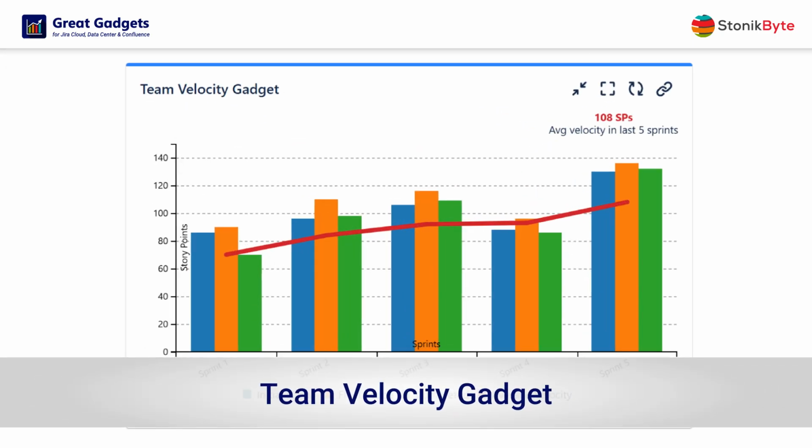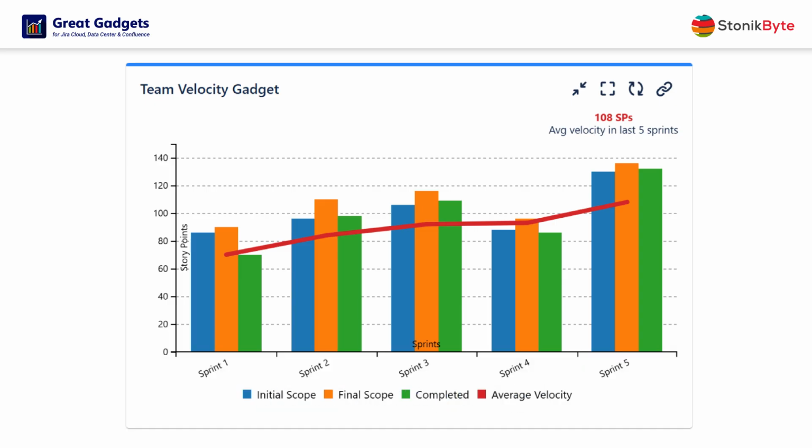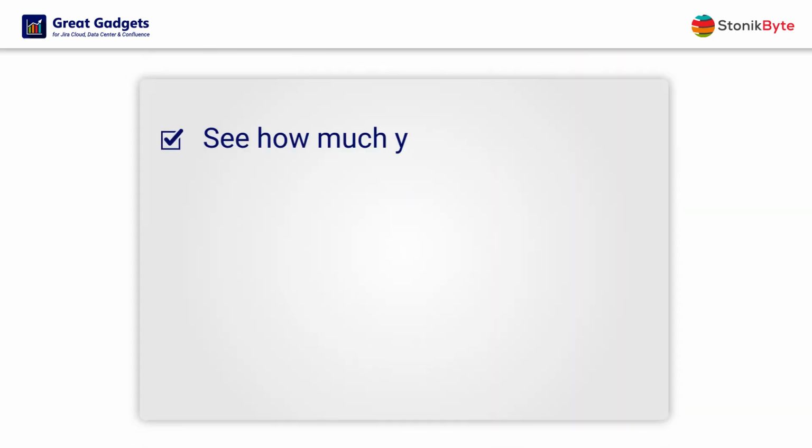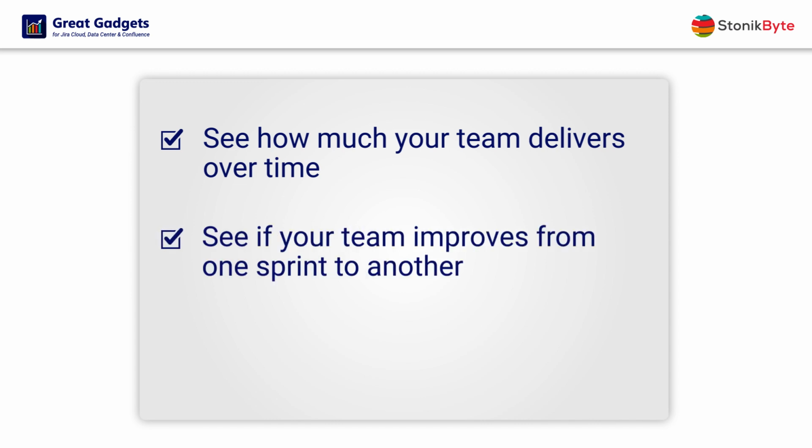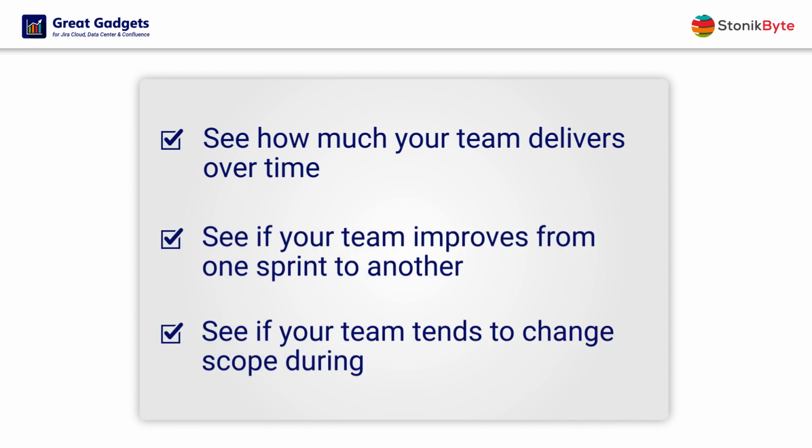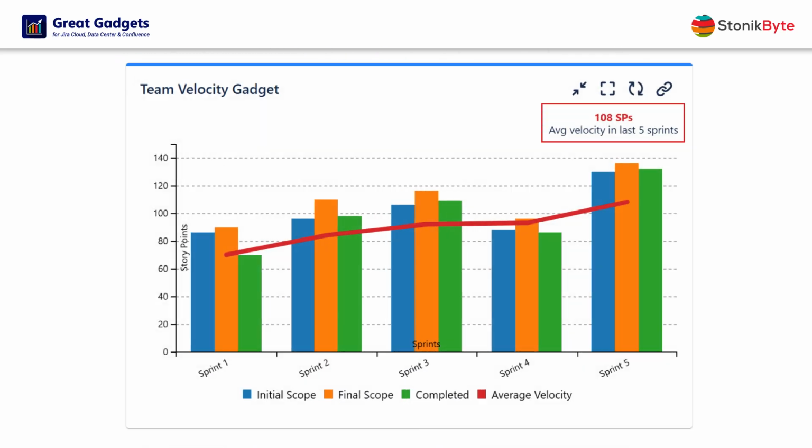The Team Velocity gadget displays the average amount of work a Scrum team completes during a sprint. You can use this chart to see how much your team delivers over time, if they improve from one sprint to the next, or if they tend to change scope during the sprint. Knowing the team's current average velocity helps predict how quickly they can work on the backlog, and how much they can commit to in the next sprint planning meeting.